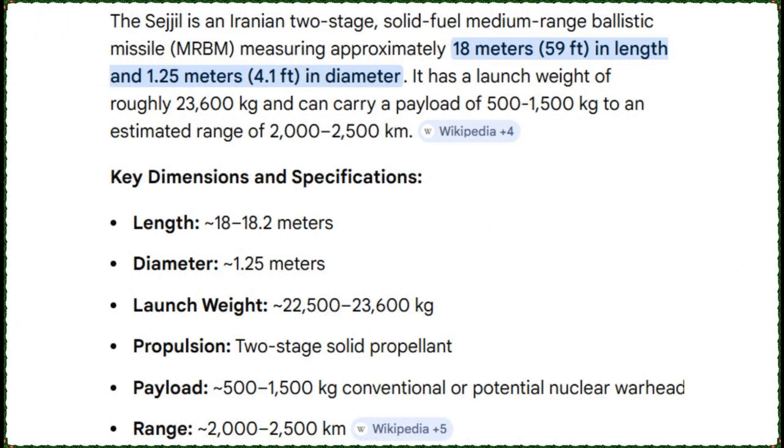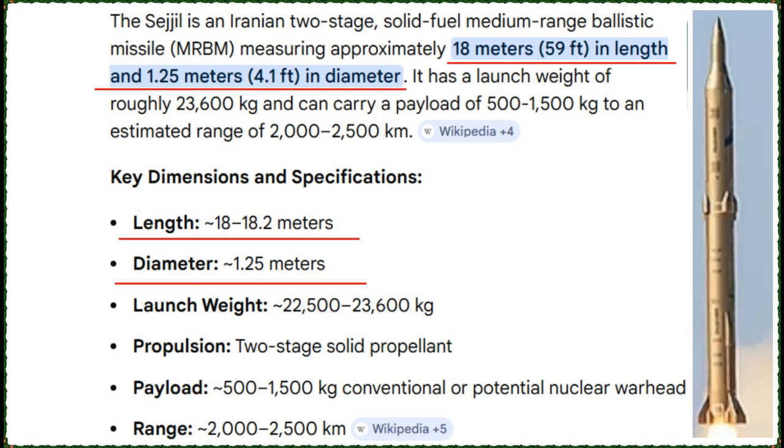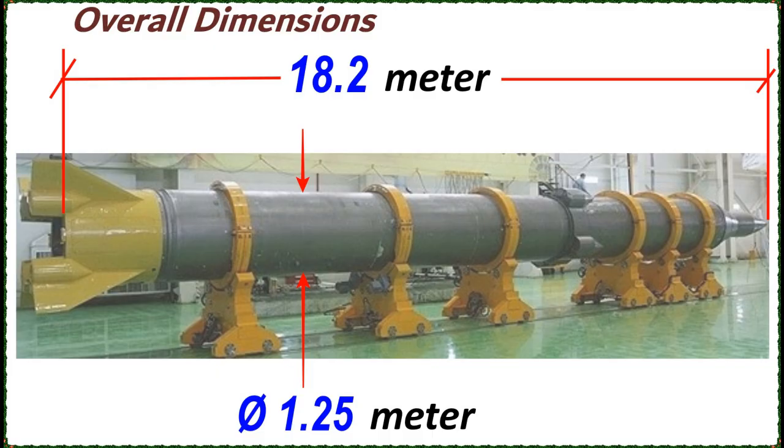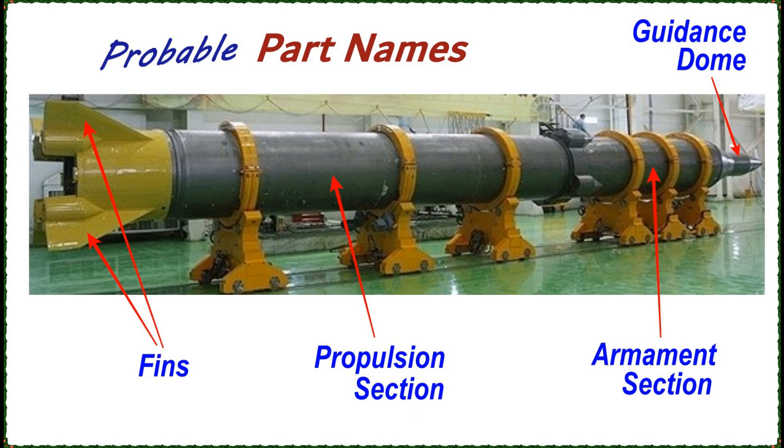I got its dimensions from Google. Length is about 18.2 meter and dia is about 1.25 meter. Overall dimensions: length 18.2 meter, dia 1.25 meter. These are the probable part names of the SEJJIL missile.